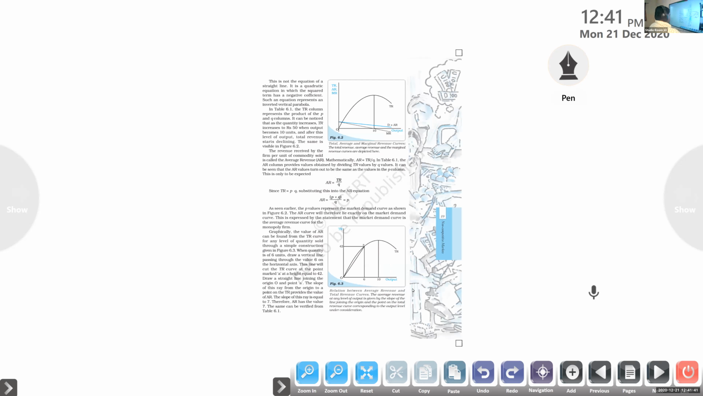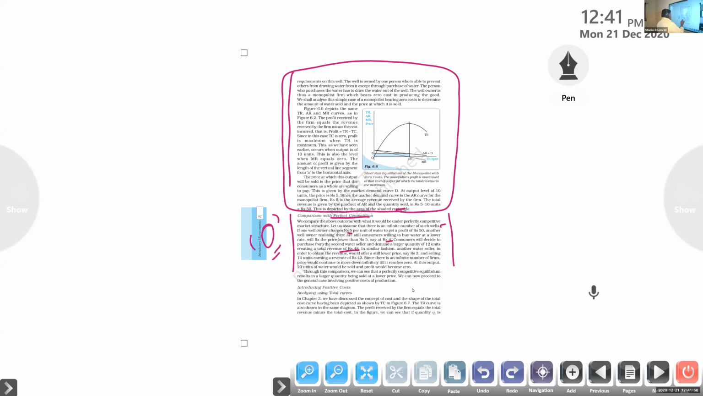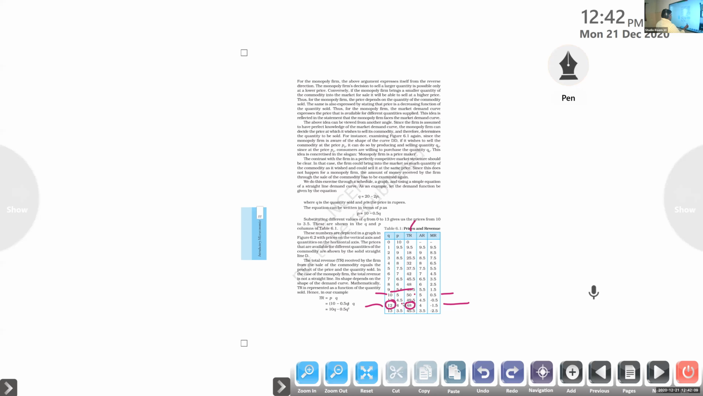Okay, come back. So 42, 48. In a similar fashion, another water seller, in order to obtain the revenue, would offer a still lower price, say rupees 3, and sell 14 units, earning a revenue of 42 rupees. Again, price decreased because of the competition. Go back to the quantity, also price for 3.